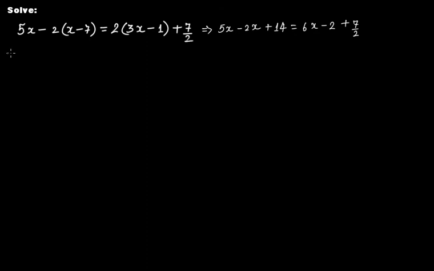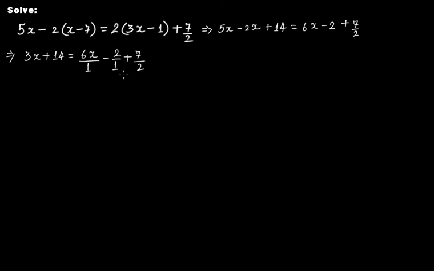Okay. If we solve it, 5x minus 2x means 3x. Then 14 is equal to 6x, this is minus 2 plus 7 by 2. Okay. So what we have to do is, let me do it here. This is 6x minus 2 plus 7 by 2, or let me write it here only. This is 6x by 1 minus 2 by 1 plus 7 by 2.